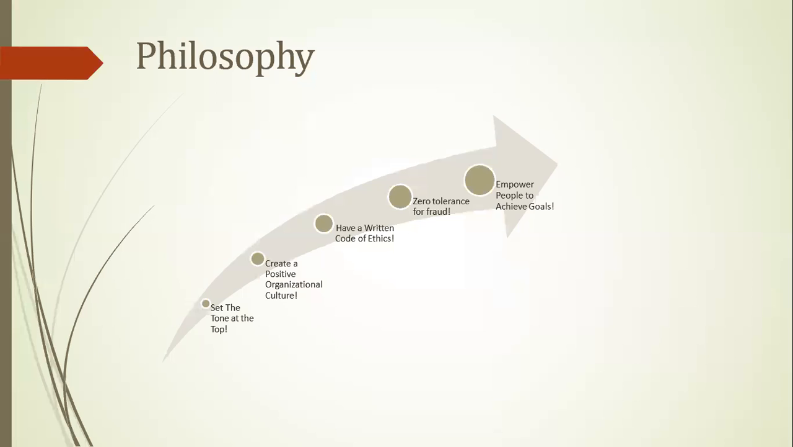Next, zero tolerance for fraud. Any fraud that happens, give the highest punishment. Don't tolerate even a little bit, it's not going to work. Next, empower people to achieve the goals. This matters a lot. Always empower. If you empower, sales increase. Sales increase, profit increases. Profit increases, salary increments happen. Incentives come, bonuses come. This is how it is related. We have studied this in economics, the sales maximization theory.